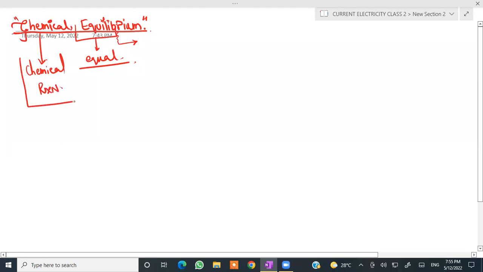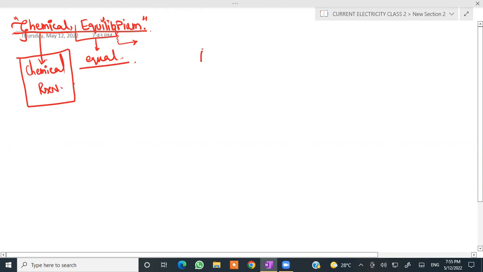Now let's look at the term's meaning. Equilibrium means something which is equal on both the sides. It's from the word equal, and equal means it's balanced on both the sides, right? What are the two sides that we're talking about? It's the two sides of a chemical reaction that we're talking about. So a chemical reaction which is reversible and is in equilibrium, all right?